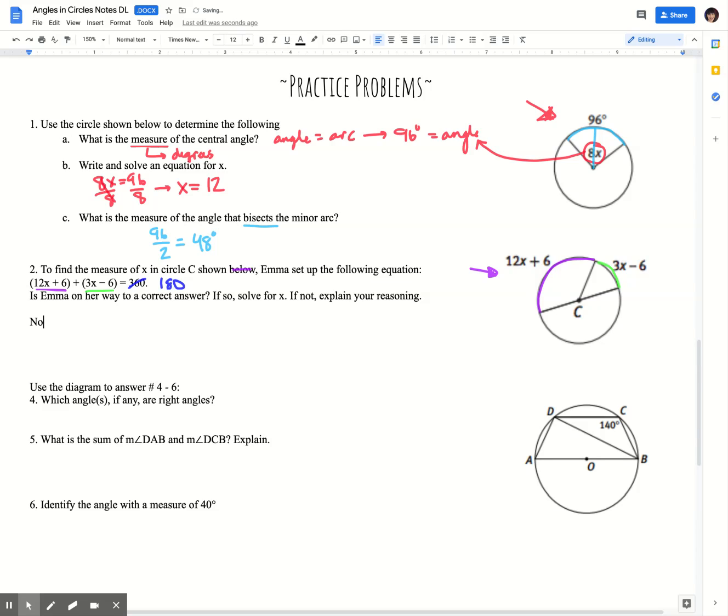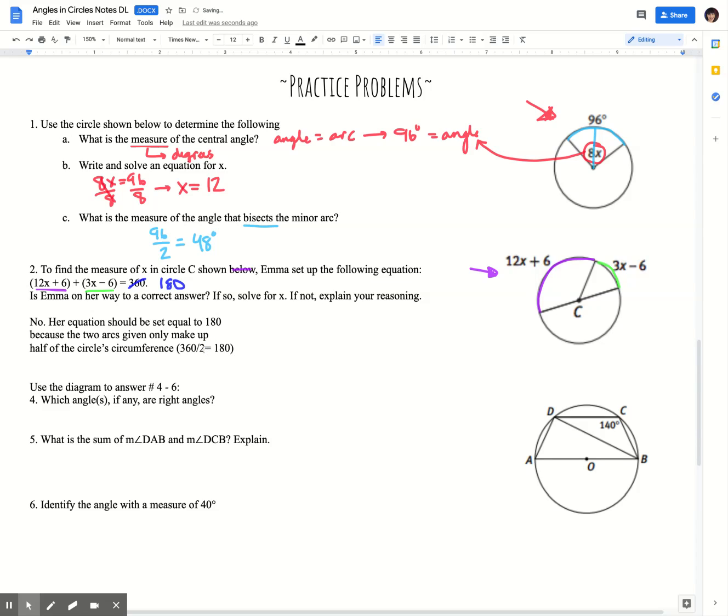So I would say no, her equation should be set equal to 180 because the two arcs given only make up half of the circle's circumference, i.e. 360 divided by 2, which is 180.